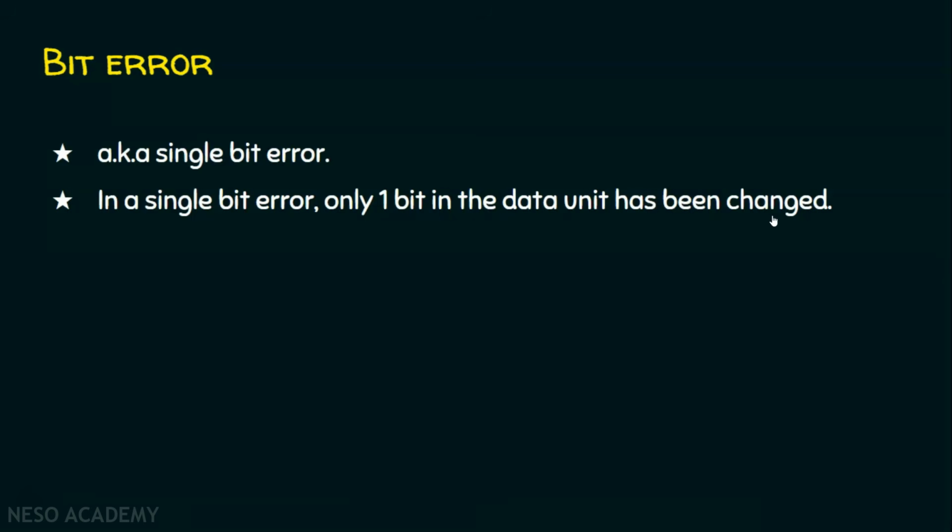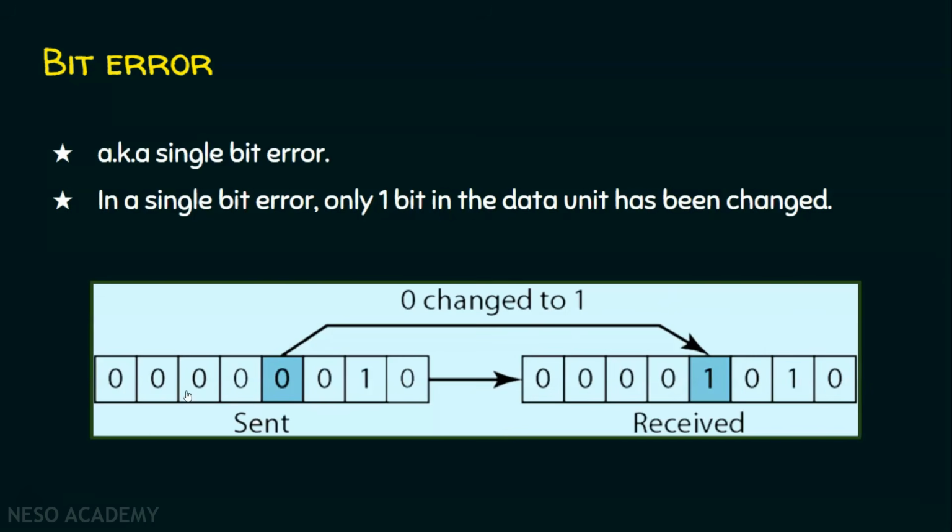We will understand this with this example. In this scenario, this is the sender side and let this be the receiver side. And the sender is sending 00000010. But upon reception, the receiver is receiving 00001010. If you notice here, this bit has been changed to 1. We can notice here the sender is sending some information, but the receiver is receiving a different information, and there is a change in exactly 1 bit. When there is only 1 bit change, we will call it a bit error.